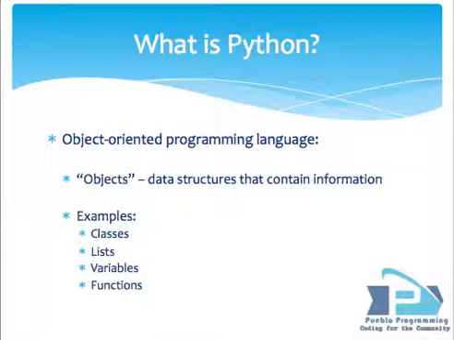It's an object-oriented programming language and has objects. Can anyone tell me what an object is? And the 2 components of an object when you want to make one. Come on, guys. We covered this like 5 times. We'll start calling on people. Okay.